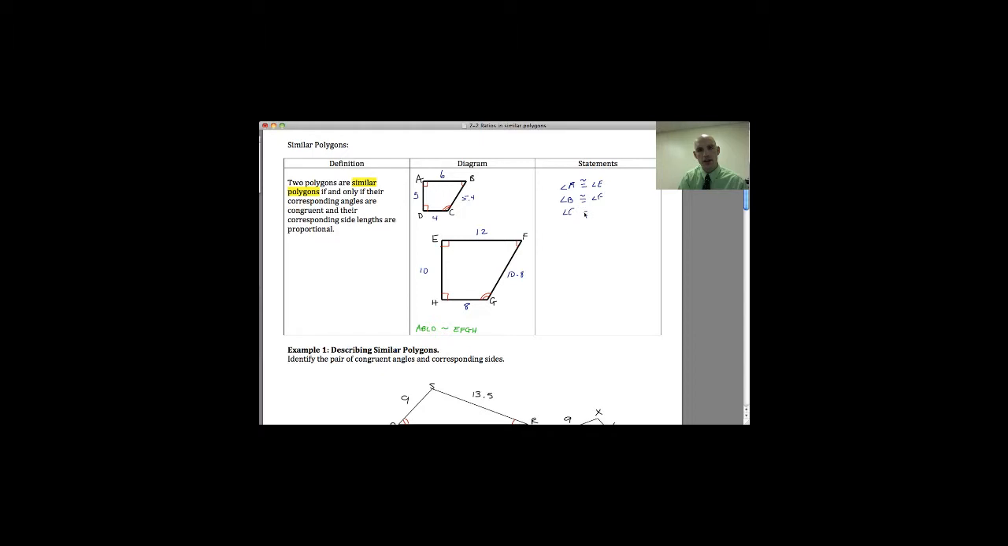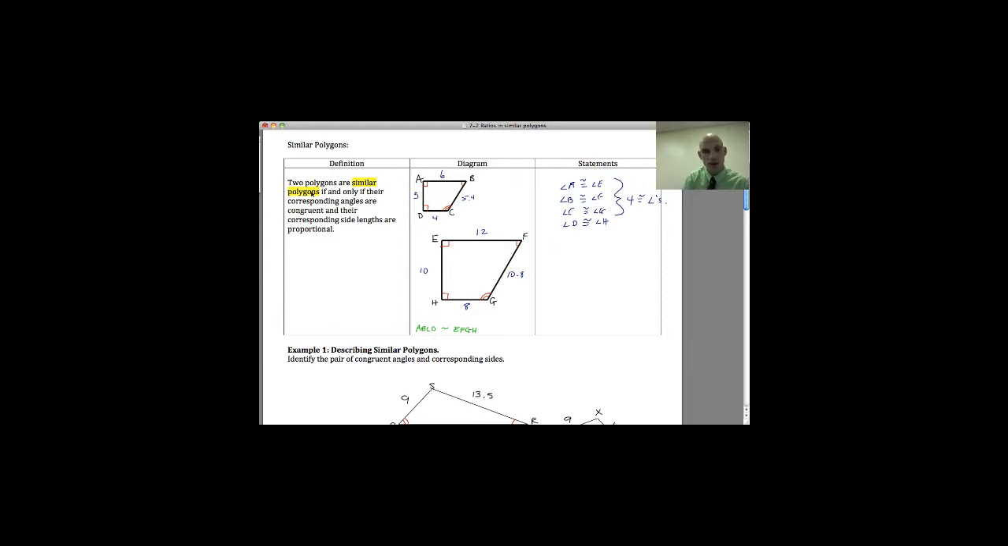Angle C is congruent to angle G, and angle D is congruent to angle H. So, four congruent angles. That's key for similar polygons. You have to have congruent angles. But then the sides are a little bit different scenario. With the sides, they don't necessarily have to be congruent, but they have to be proportional.